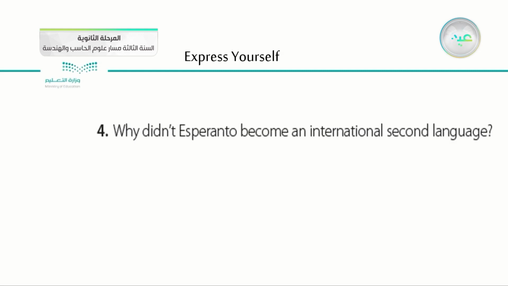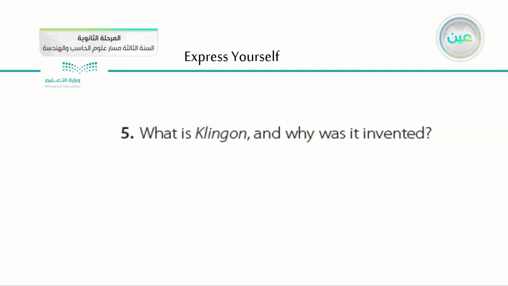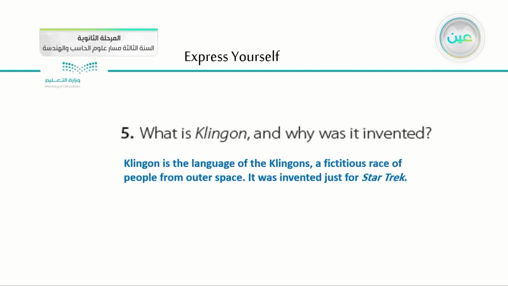Number 4, why didn't Esperanto become an international second language? People didn't want to spend too much time learning a new language that few people spoke. Number 5, what is Klingon and why was it invented? Klingon is the language of the Klingons, a fictitious race of people from outer space. It was invented just for Star Trek.